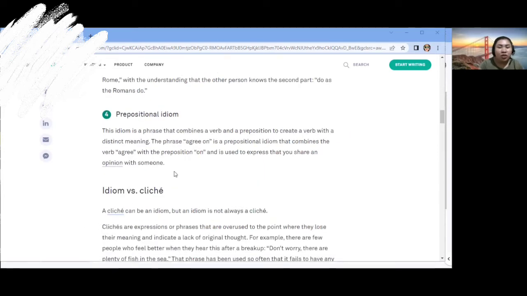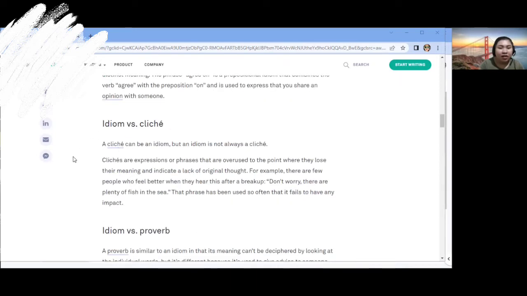Here we proceed to idiom versus cliche. A cliche can be an idiom, but an idiom isn't always a cliche. Cliches are expressions or phrases that are overused to the point where they lose their meaning and indicate a lack of original thought. For example, there are few people who feel better when they hear this after a breakup: don't worry, there are plenty of fish in the sea. That phrase has been used so often that it fails to have any impact.